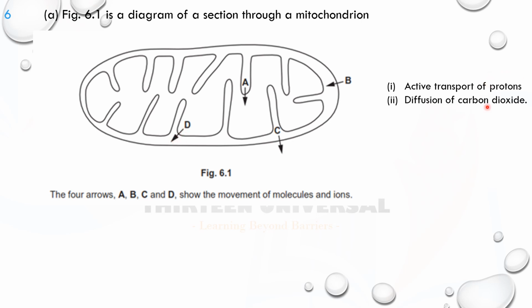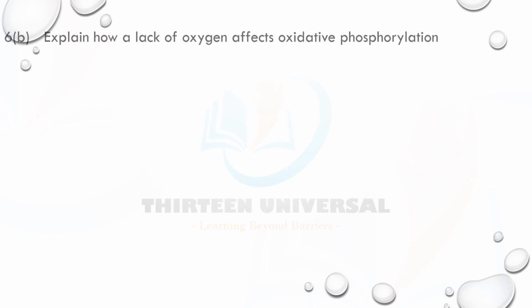Then diffusion of carbon dioxide. Carbon dioxide is produced during the link reaction and Krebs cycle. It can move from the matrix to here and diffuse out. So C and D are just moving out. Okay, let's look at the next question.